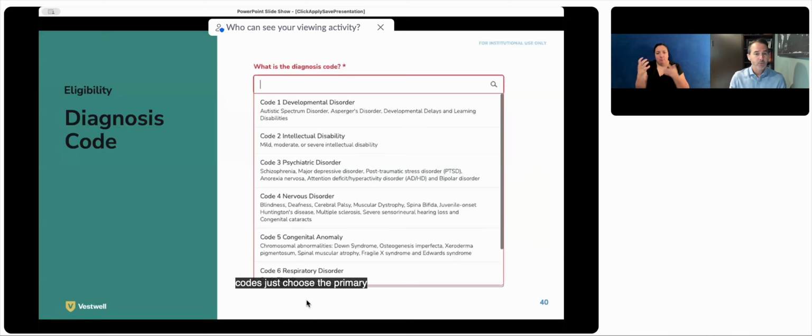We also, for our systems, we tried to make it easier. So within the last year, we created a search feature right here into the diagnosis code. So maybe you experience cerebral palsy. You could type that in and it would pop up code number 4, nervous disorder, where cerebral palsy is found. So you can find it multiple different ways. So again, we're trying to make it as easy as possible for you to be able to enroll. We could go to the next slide.